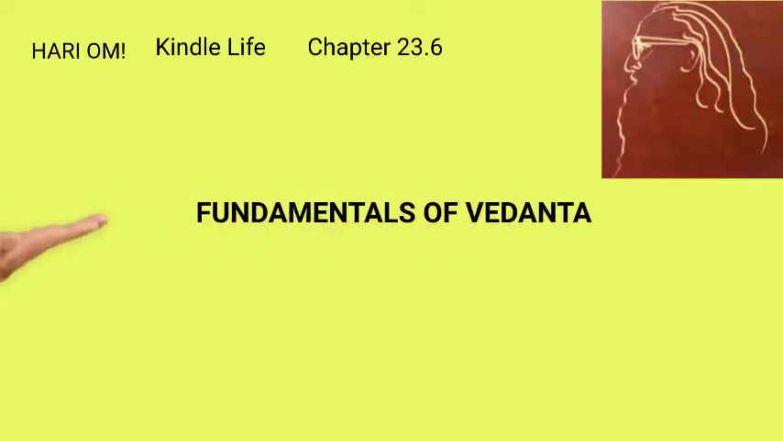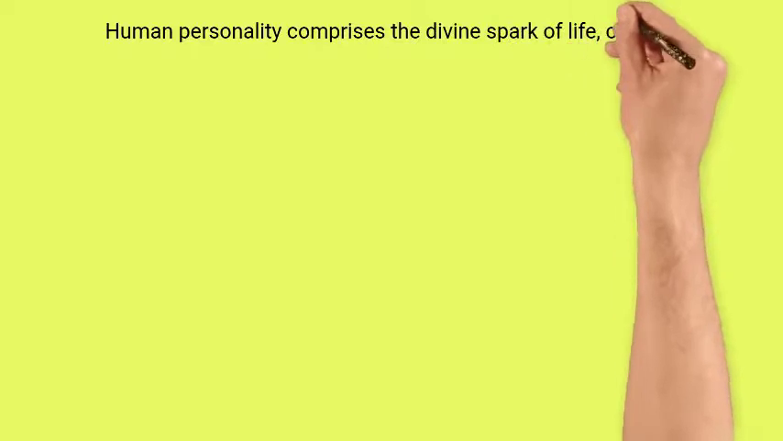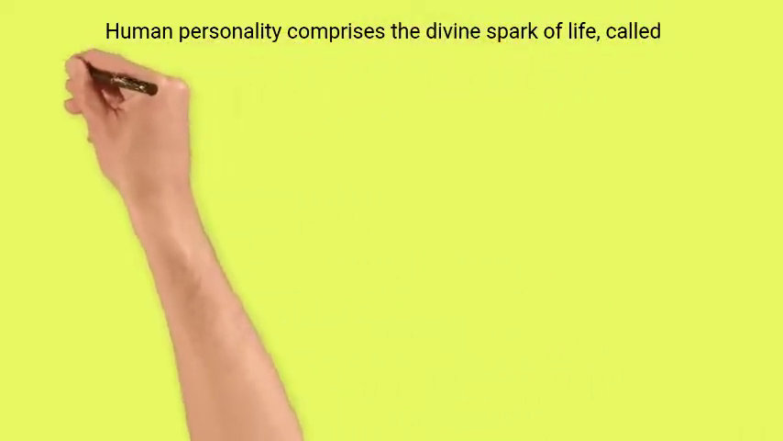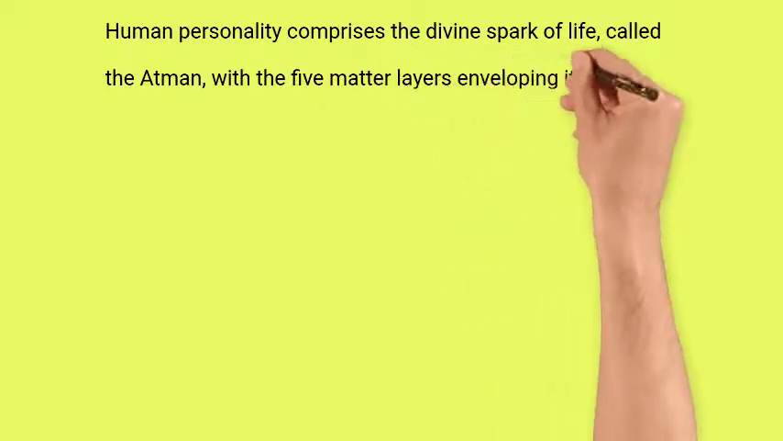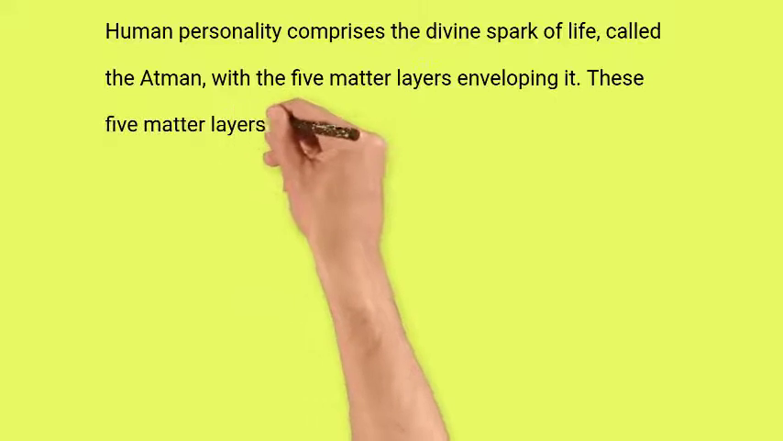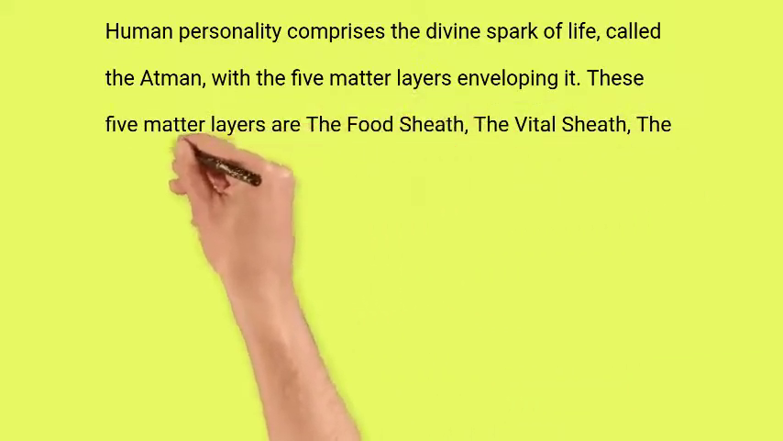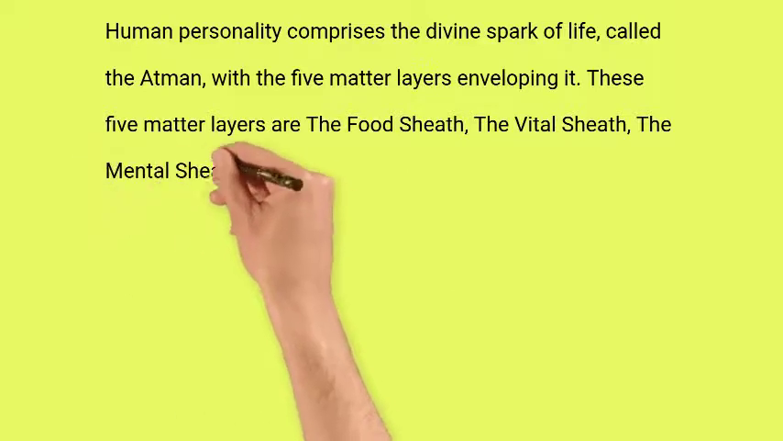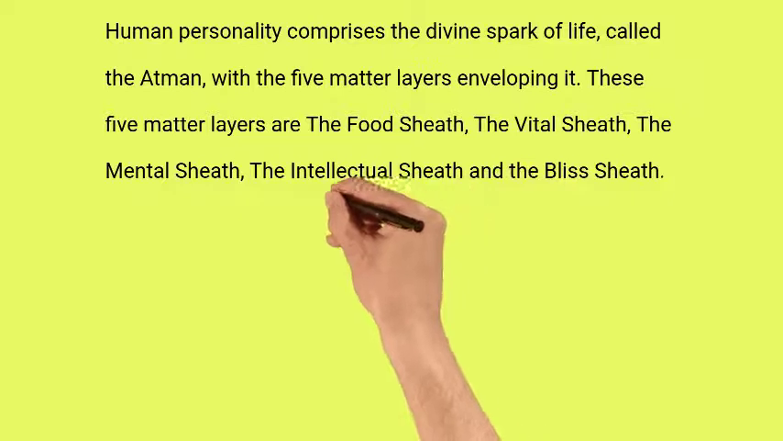The fundamentals of Vedanta. Human personality comprises the divine spark of life called the Atma, with the five matter layers enveloping it. These five matter layers are the food sheath, the vital air sheath, the mental sheath, the intellectual sheath, and the bliss sheath.